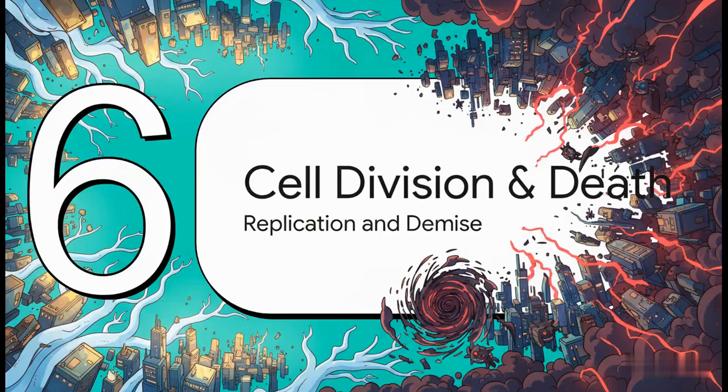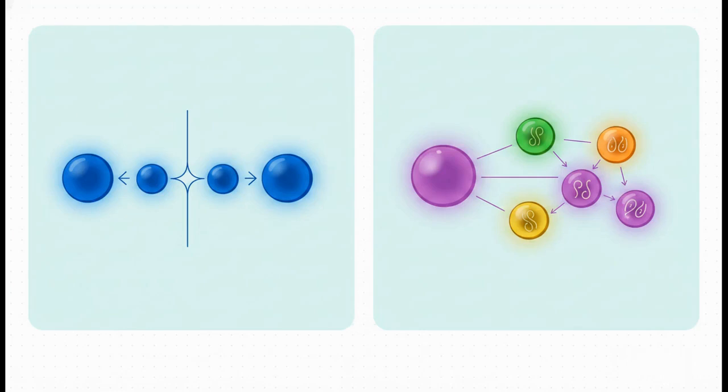Section 6. Cell division and death, replication and demise. So if new cells only come from pre-existing ones, they've got to divide, right? There are two main ways this goes down. Mitosis is your standard division. One parent cell splits into two identical daughter cells with the exact same DNA. This is why the cells healing a scrape on your knee are perfect clones.